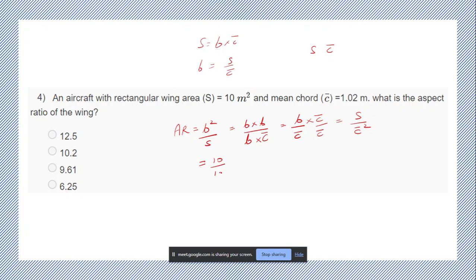Yes. So you have 1.02 square. What is the value? It's 9.61. So that is the third option.